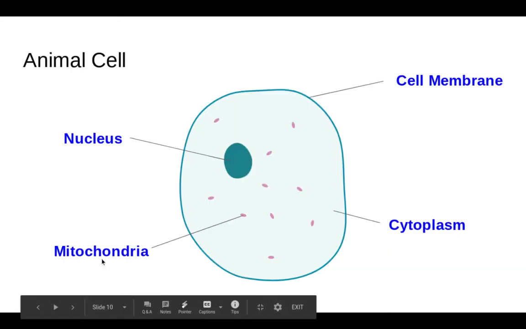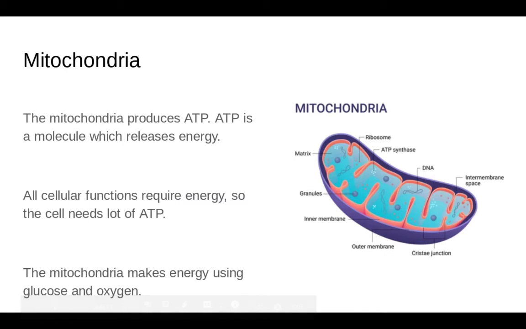Our final one is mitochondria. Mitochondria and the nucleus are possibly the most important parts of the cell. So let's look at the mitochondria, this little pink thing. The mitochondria produces ATP. Maybe some of you remember when we spoke about this a few weeks ago, when we spoke about respiration. ATP is a molecule which releases energy. All cellular functions require energy, so the cell needs a lot of ATP.